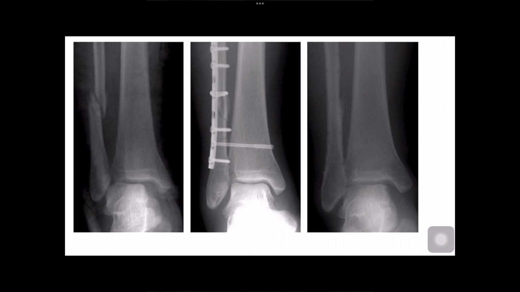This is a Weber type C fracture. Look at the talus and look at the distal part of the fibula. The talus and the distal fibula are laterally translated because the talus is attached to the distal fibula with the help of the ATFL, the lateral ankle ligament. So when we fix the fibula, the talus as well as the fibula translate medially. So there will be a reduction in the medial clear space.